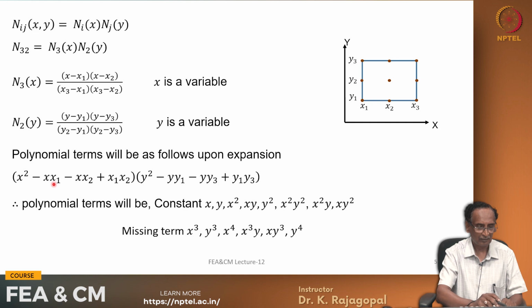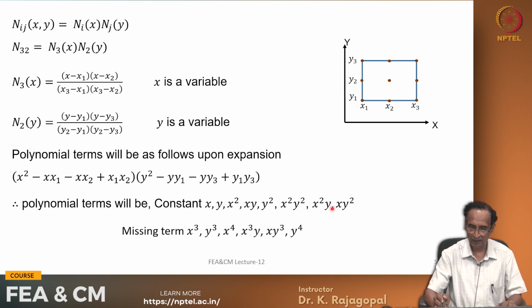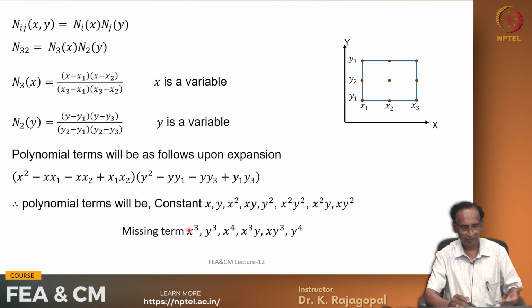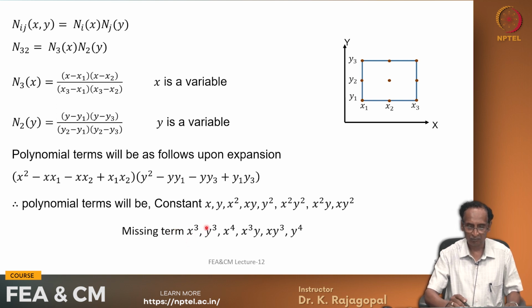We have an x square, and then x times x1, x times x2 and so on, and similarly in the y direction. So we have the polynomial terms, where x1 and x2 are constants, and so we have a constant term, x and y, and then xy, x square, y square, x square y, xy square, and so on, while we are missing some other higher order terms like x cube and y cube. Corresponding to x square y and xy square, we should have x cube and y cube for our complete polynomial, that we do not have, and corresponding to x square and y square, the other fourth order terms are x to the power 4, x cube y, xy cube, and y to the power 4. So these are missing in our polynomial.